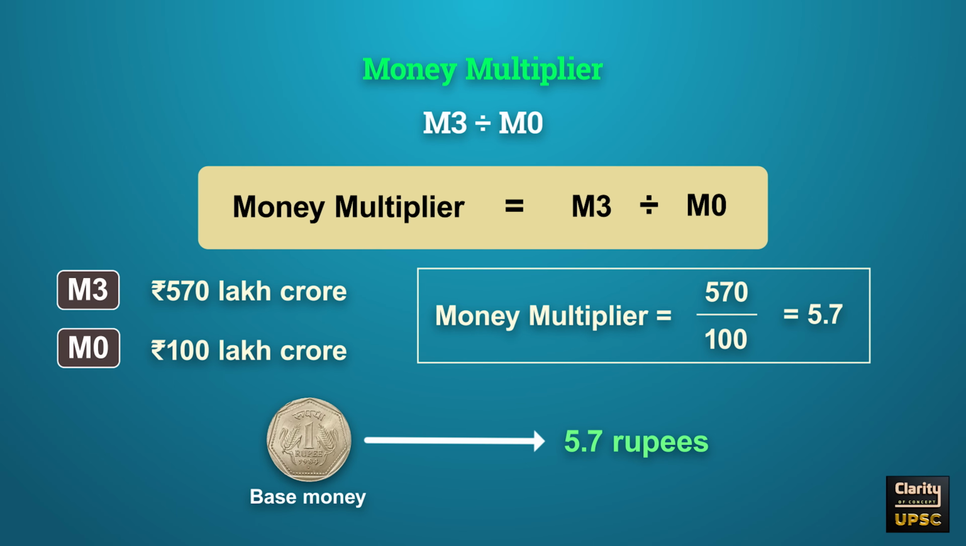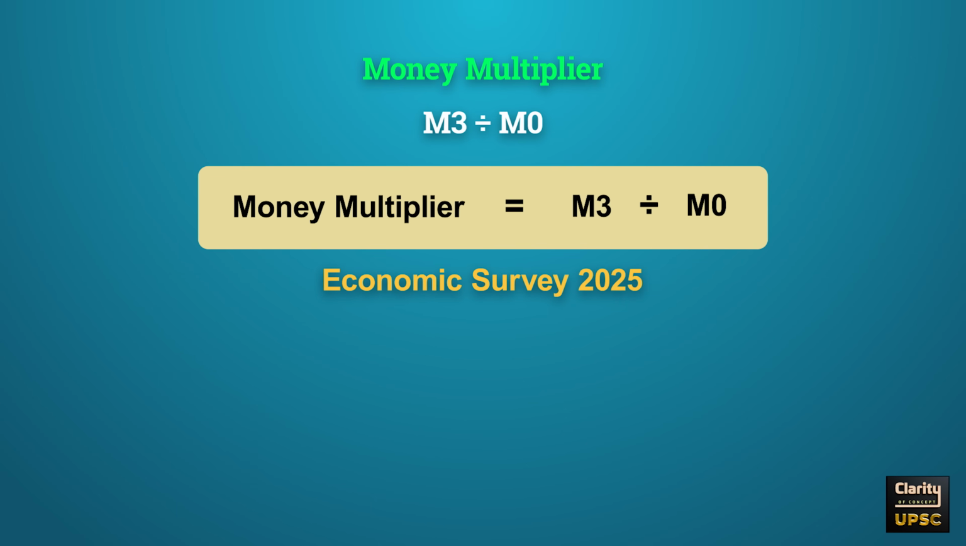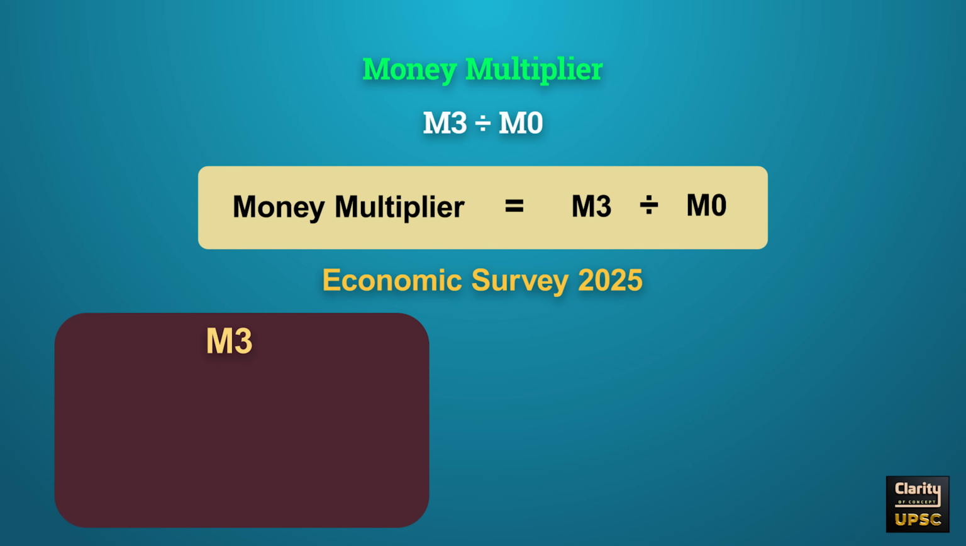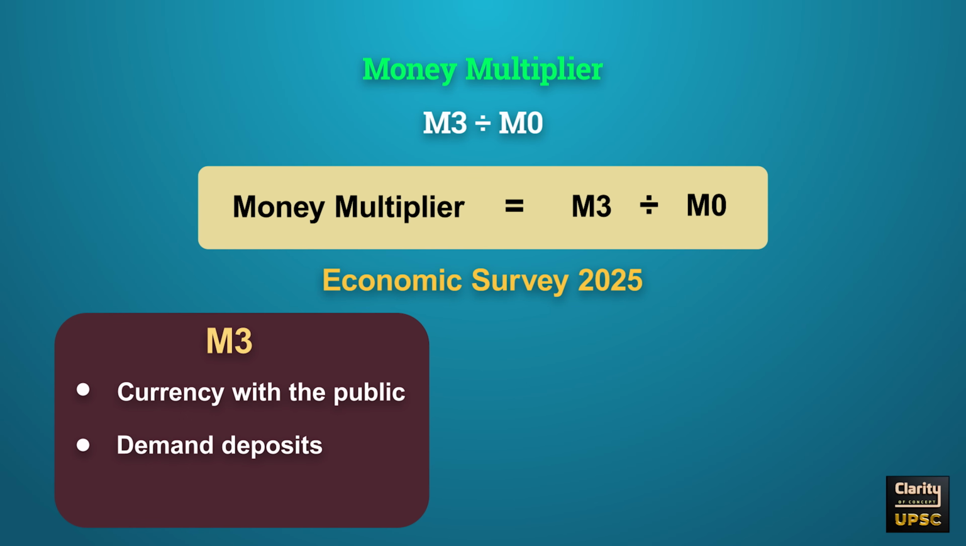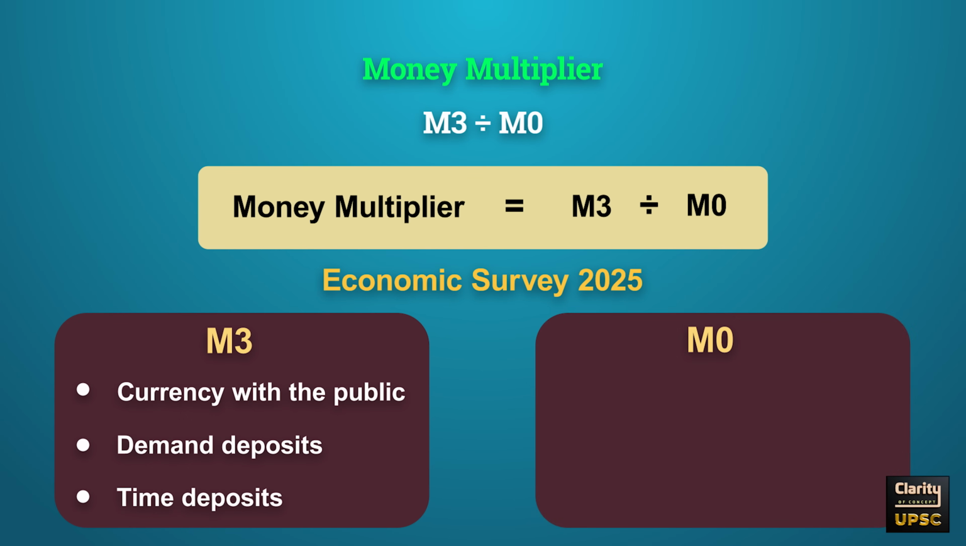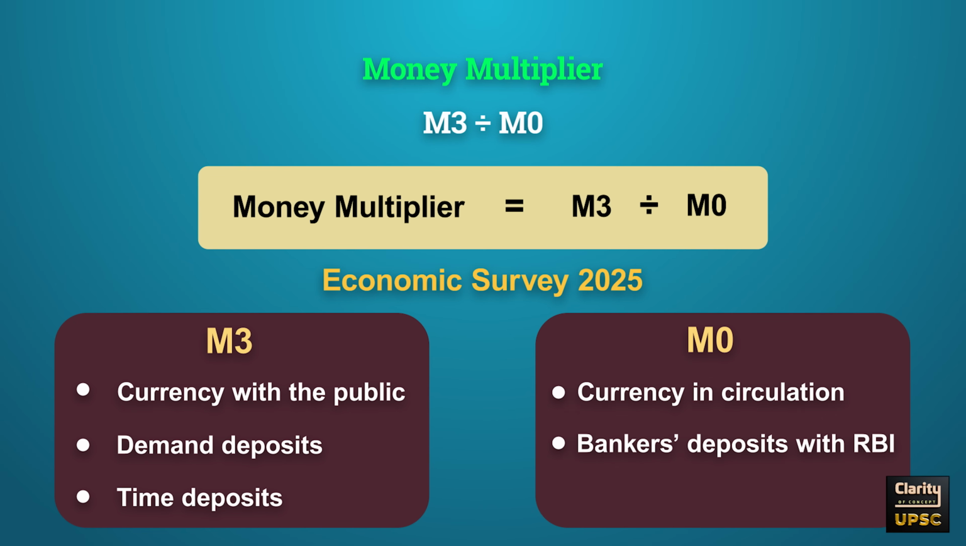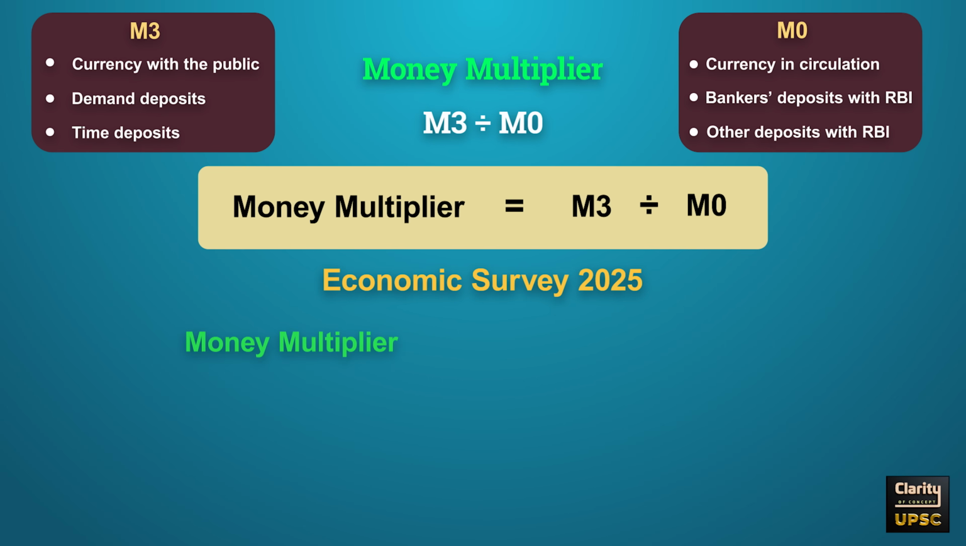This is the standard way to find the money multiplier. You can also adjust it if you want to remove reverse repo balances from M0 to see the real active liquidity. But that is very technical. Now let us see what the Economic Survey 2025 tells about all this. The Economic Survey 2025 explains that M3 includes currency with the public, demand deposits, and time deposits. And M0 includes currency in circulation, bankers' deposits with RBI, and other deposits with RBI that we already studied in our video. The survey also says the money multiplier was 5.7 as of December 2024.